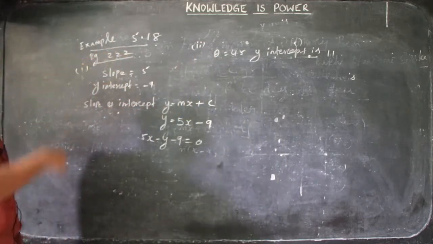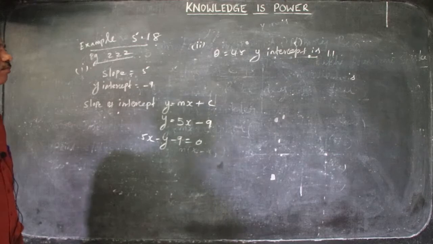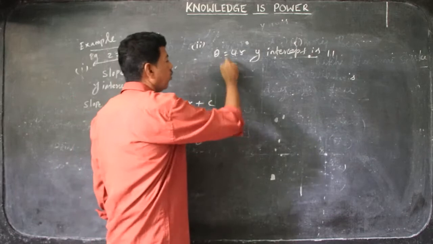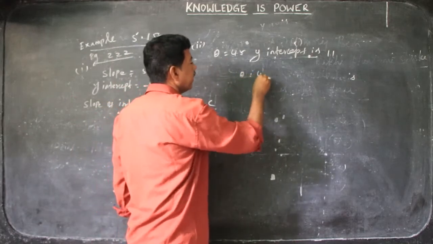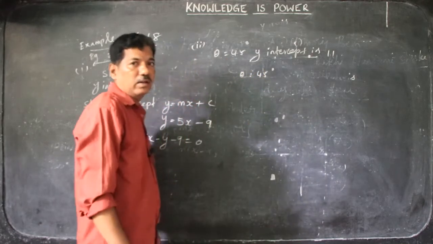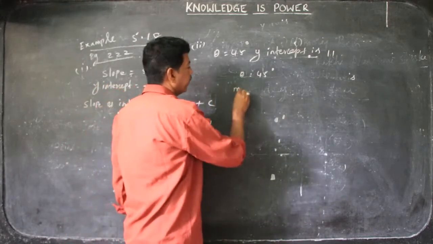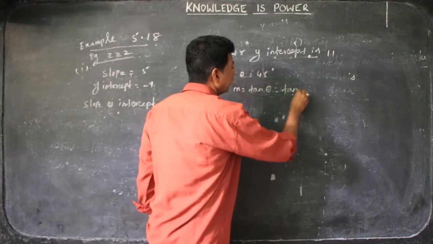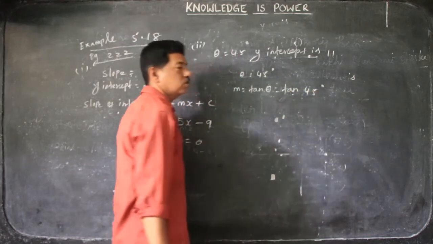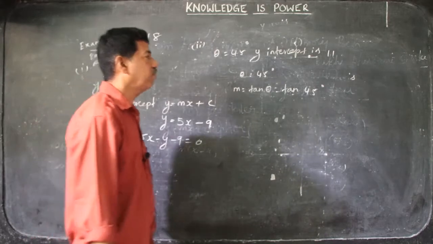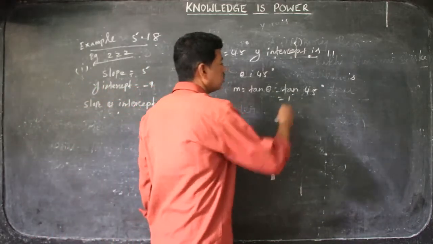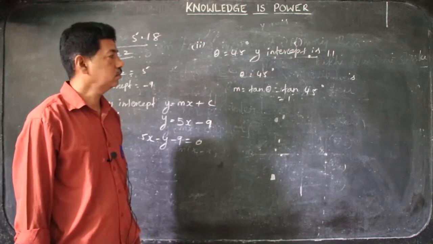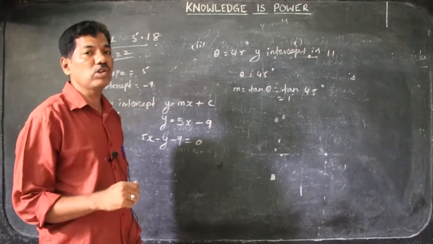That is not m. Angle of inclination is given as 45 degrees. So theta is given as 45 degrees. It's clear? You have to find out m. m equals tan theta equals tan 45. This I will also explain in earlier classes. Tan 45 is 1. You have to recall that. I told you 4 or 5 values you have to recall.